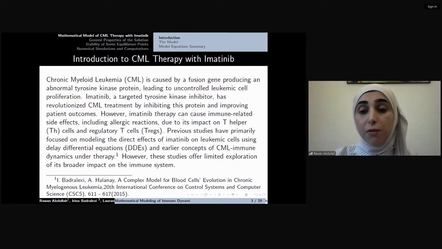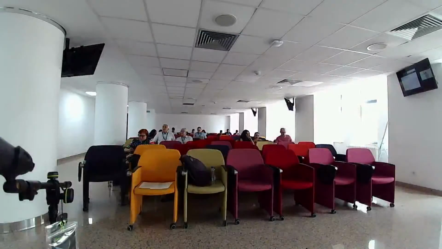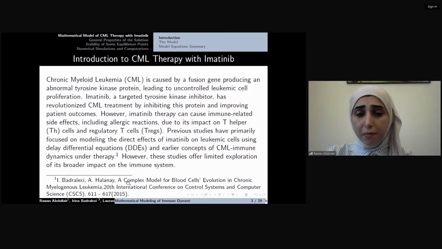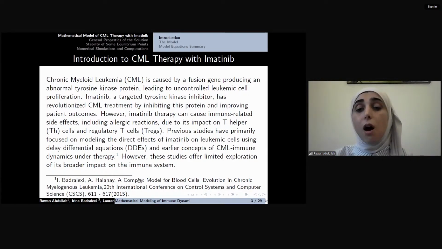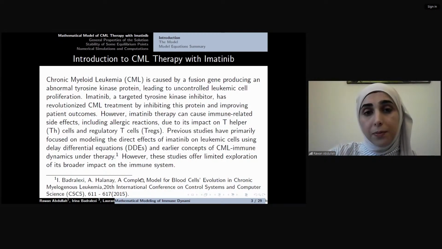Previous studies have primarily focused on modeling the direct effect of imatinib on leukemic cells using delay differential equations and earlier concepts of CML immune dynamics under the therapy. So below is a notable paper which studied the CML therapy using imatinib, but these studies offer limited exploration of its broader impact on the immune system.